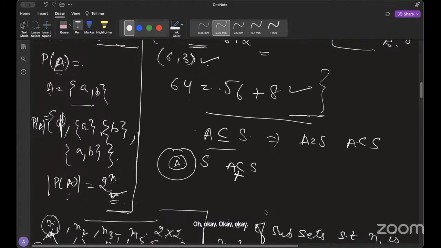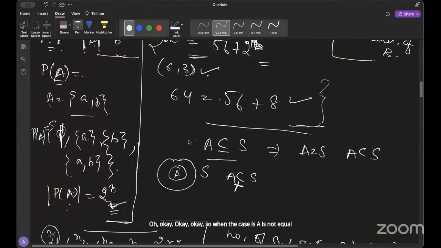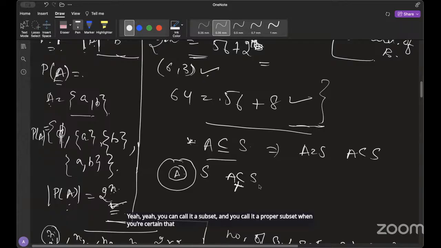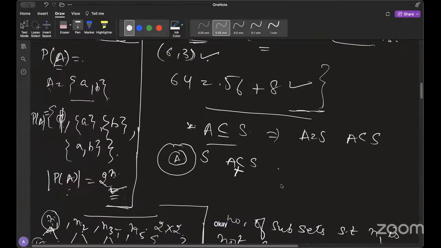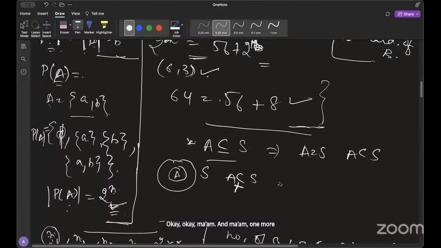Okay. So when the case is A is not equal to S, then we can say it a proper subset. And we can also say it a subset, right? Yeah, you can call it a subset and you call it a proper subset when you're certain that it's not equal to the set itself. It means all the proper subset is also a subset, right? Yeah. Okay, ma'am. And ma'am, one more doubt about equivalence classes.